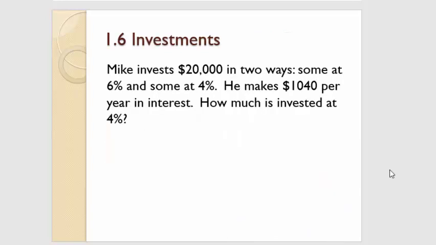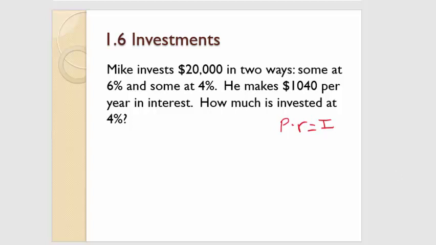For our last problem, we'll be looking at investments. And we'll be using the formula principal times the rate equals interest. For example, if I deposit $10,000 into an account at 5% interest, I just multiply the $10,000 times 0.05 to get the interest that I would earn at the end of the year. So in our problem, we have Mike invests $20,000 in two ways, some at 6% and some at 4%. He makes $1,040 per year in interest. How much is invested at 4%?